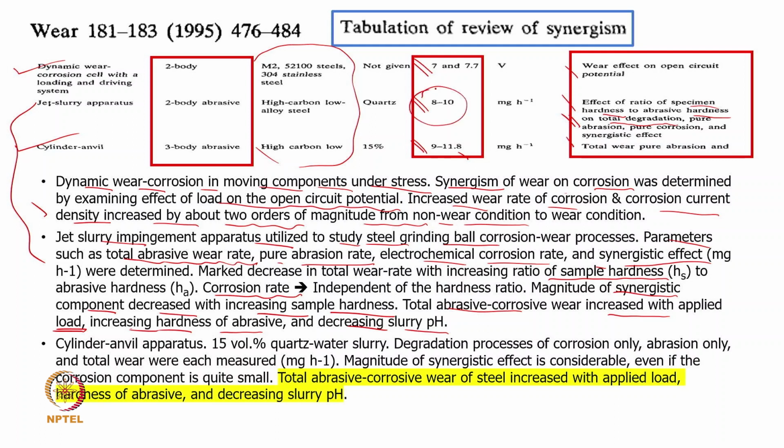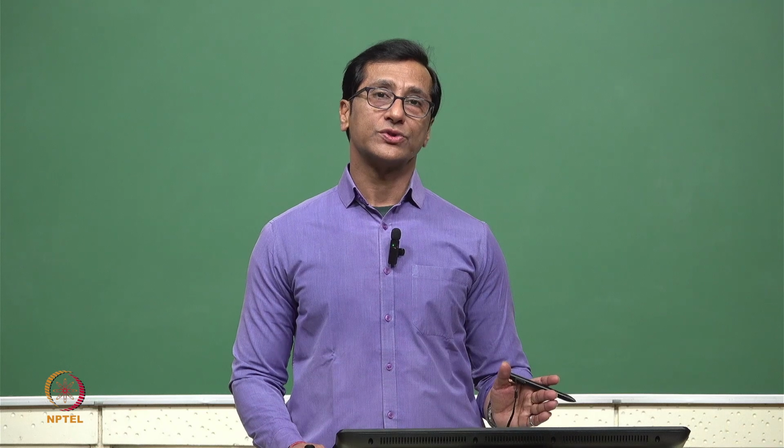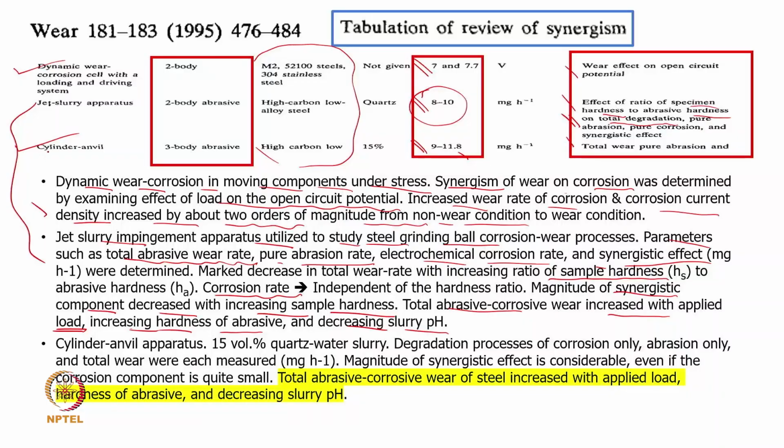Even though they did the experiment with pH 8 to 10, they are comparing 10 versus 8, and they say that as the pH level goes down, the synergy level is going to increase. In this case, the last one is a cylinder annular apparatus. They use a 15% volume quartz water slurry.